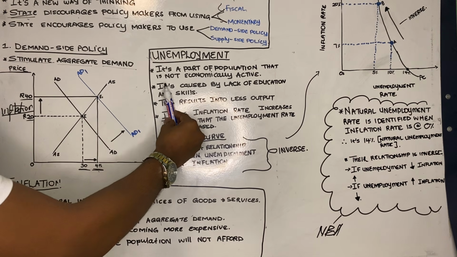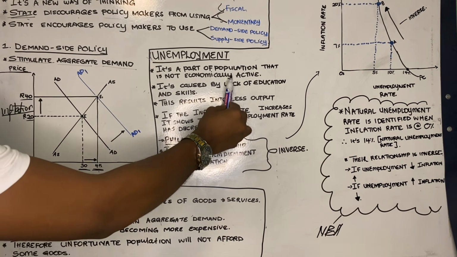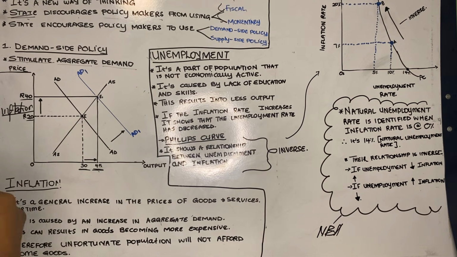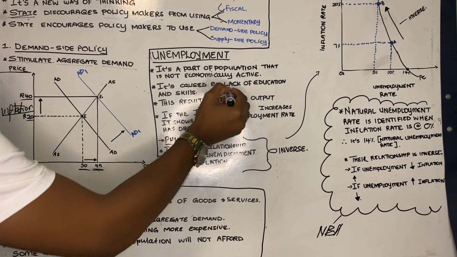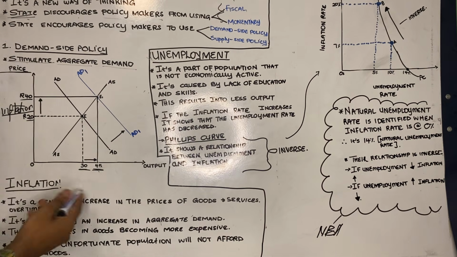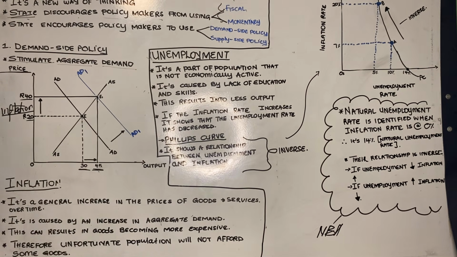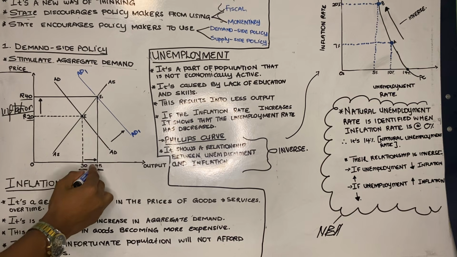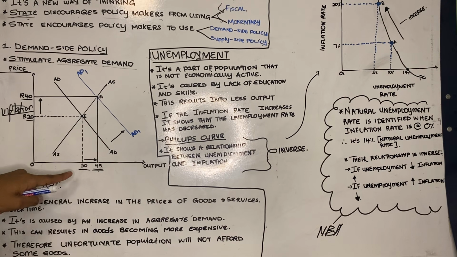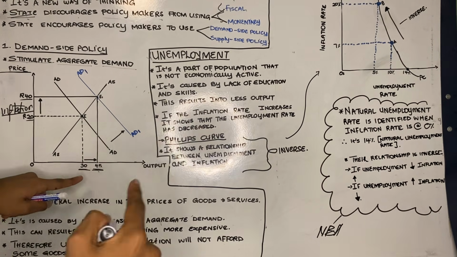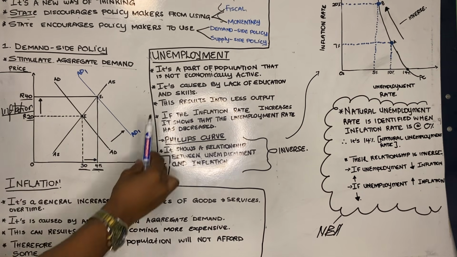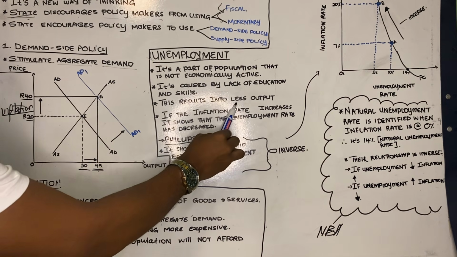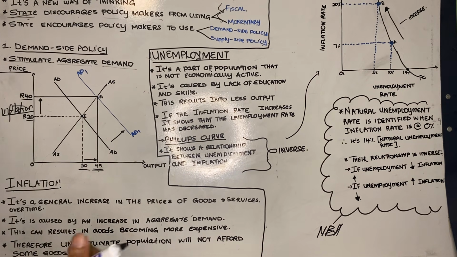Right. So what causes unemployment? It is caused by the lack of education, lack of skills, and lack of training, together with the lack of literacy. Right. So this results in less output. So that's how we came up with this term unemployment, because we saw that the output has increased, which shows that the level of employment has increased, which will indirectly tell you that the level of unemployment has decreased. So this results in what? In less output if more people are not working.